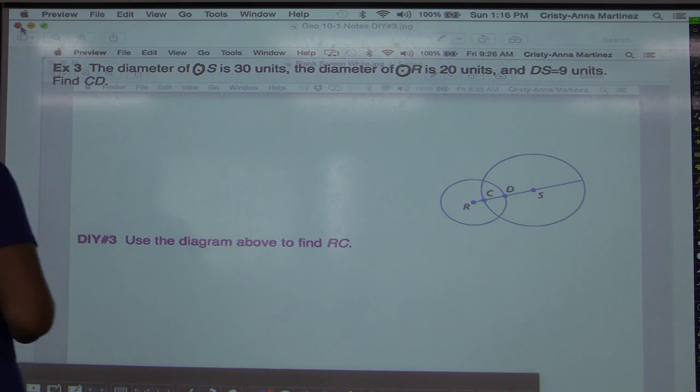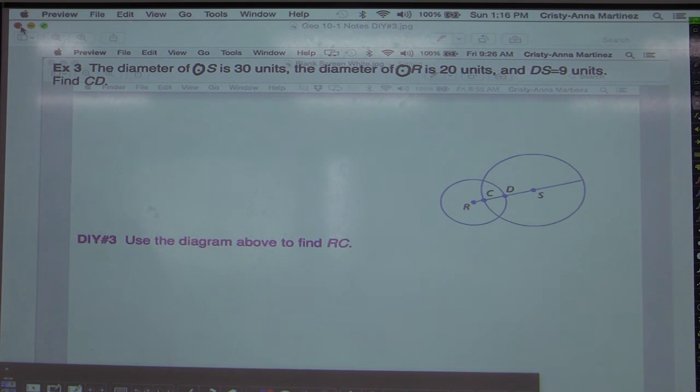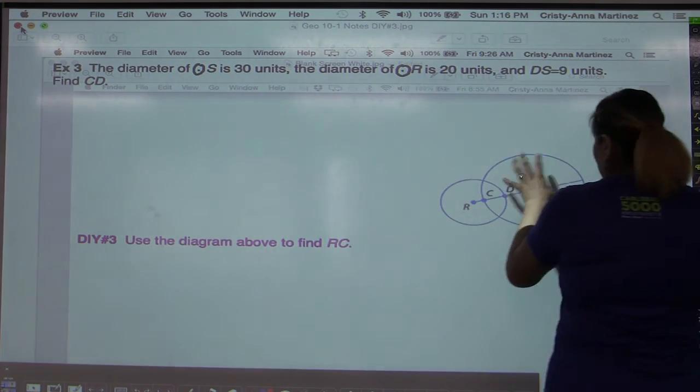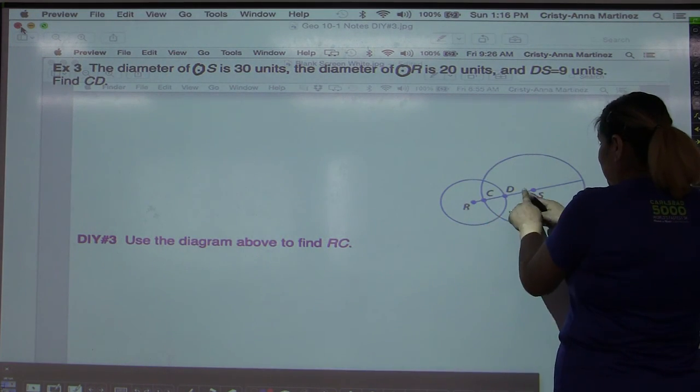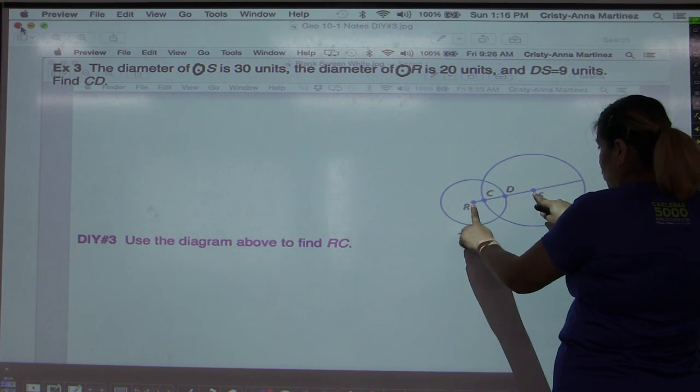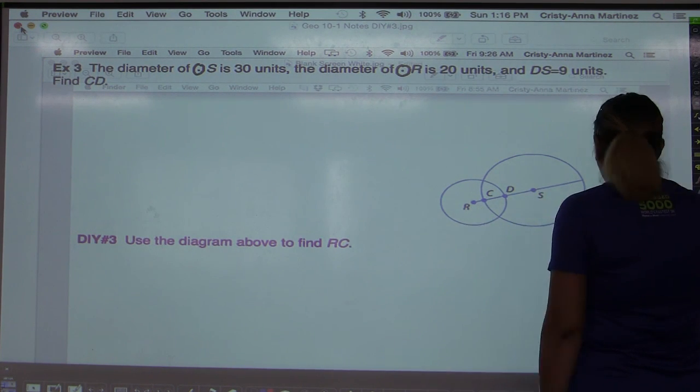In example 3, what you have to know is that the segment that connects the centers of two intersecting circles contains the radii of the two circles. So let me just say that again, and then I'll maybe show you with the diagram. The segment that connects the two centers of the intersecting circles. So here's a circle, they're intersecting. There is a segment that is connecting the center of this circle with the center of that circle. That segment would be RS in this case.